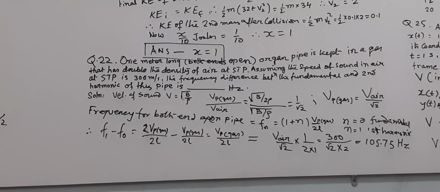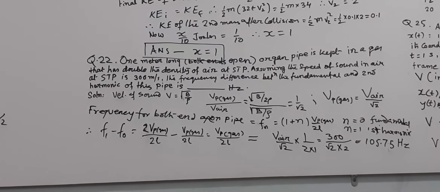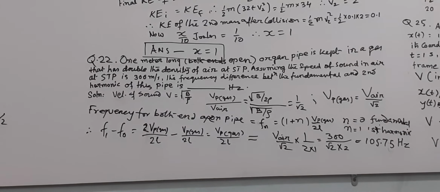Now 1 meter long, both ends open, organ pipe is kept in a gas that has double the density of air at STP. Assuming the speed of sound in air at STP is 300 meter per second, the frequency difference between the fundamental and second harmonic of this pipe is, fill in the blanks.